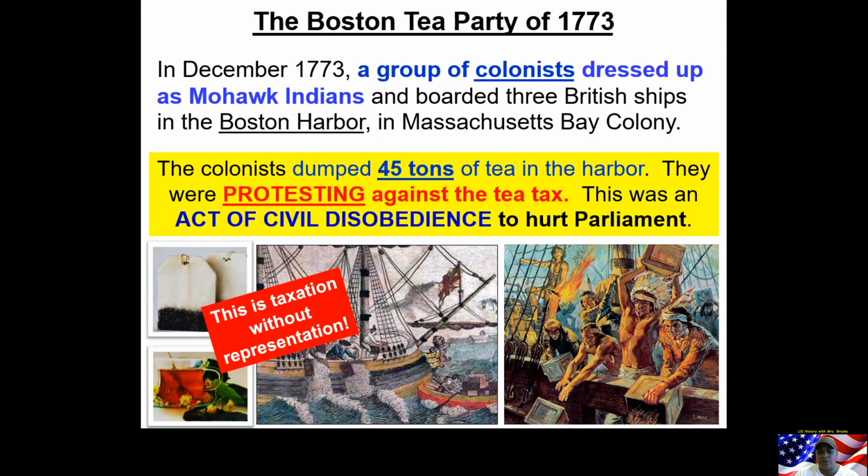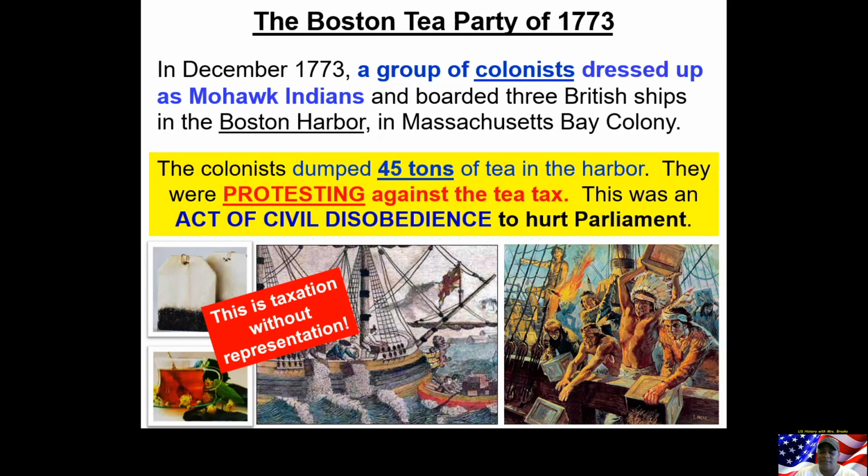What the colonists were doing, they were protesting against the tax. And they're using what is called an act of civil disobedience. They're doing something wrong and they know it's wrong, but they're mad. They're mad at the king because they think the king is not being fair to them. So they're trying to hurt the king. They're trying to hurt Parliament. And they threw that tea in the water. And it's like, we got you. We got you, king. We wasted your money.